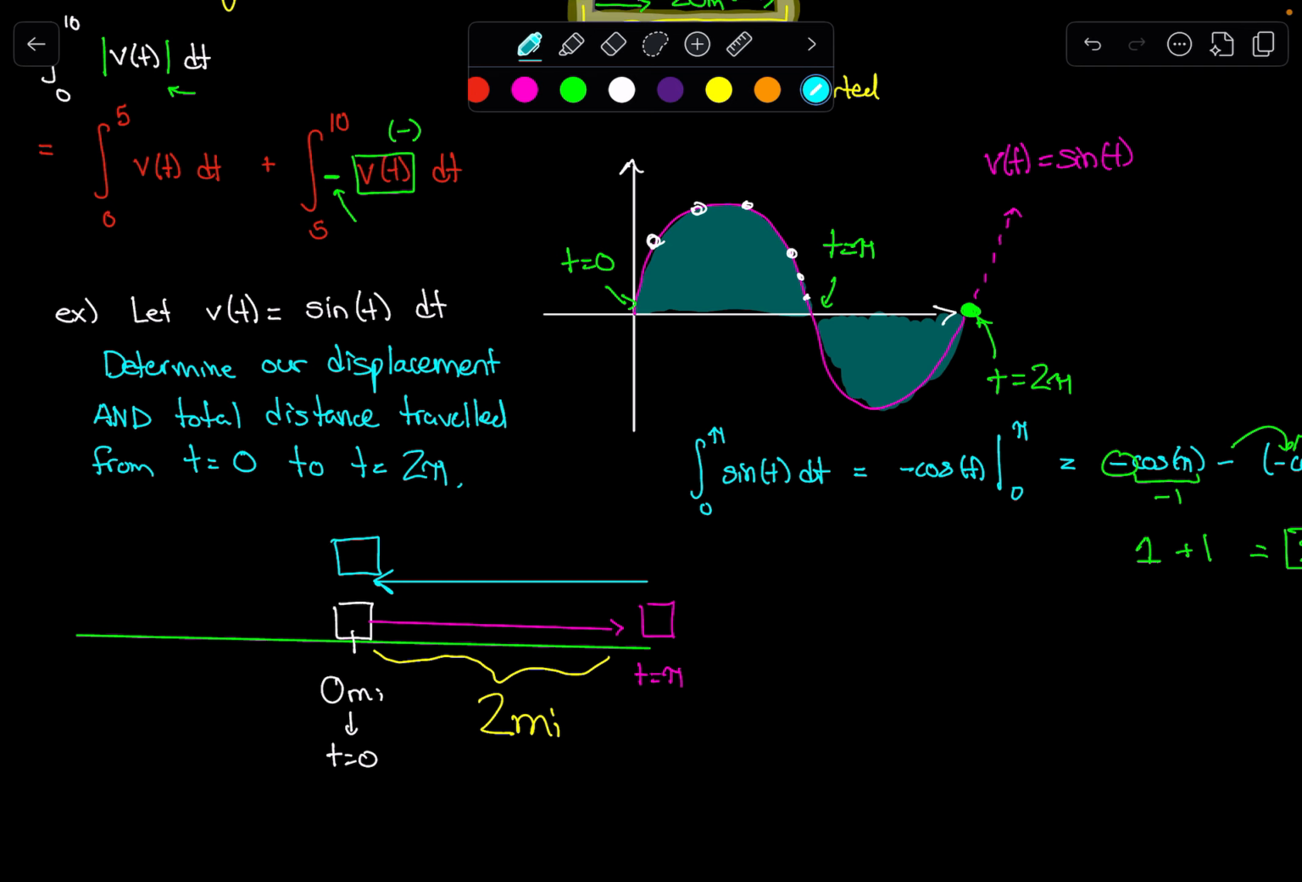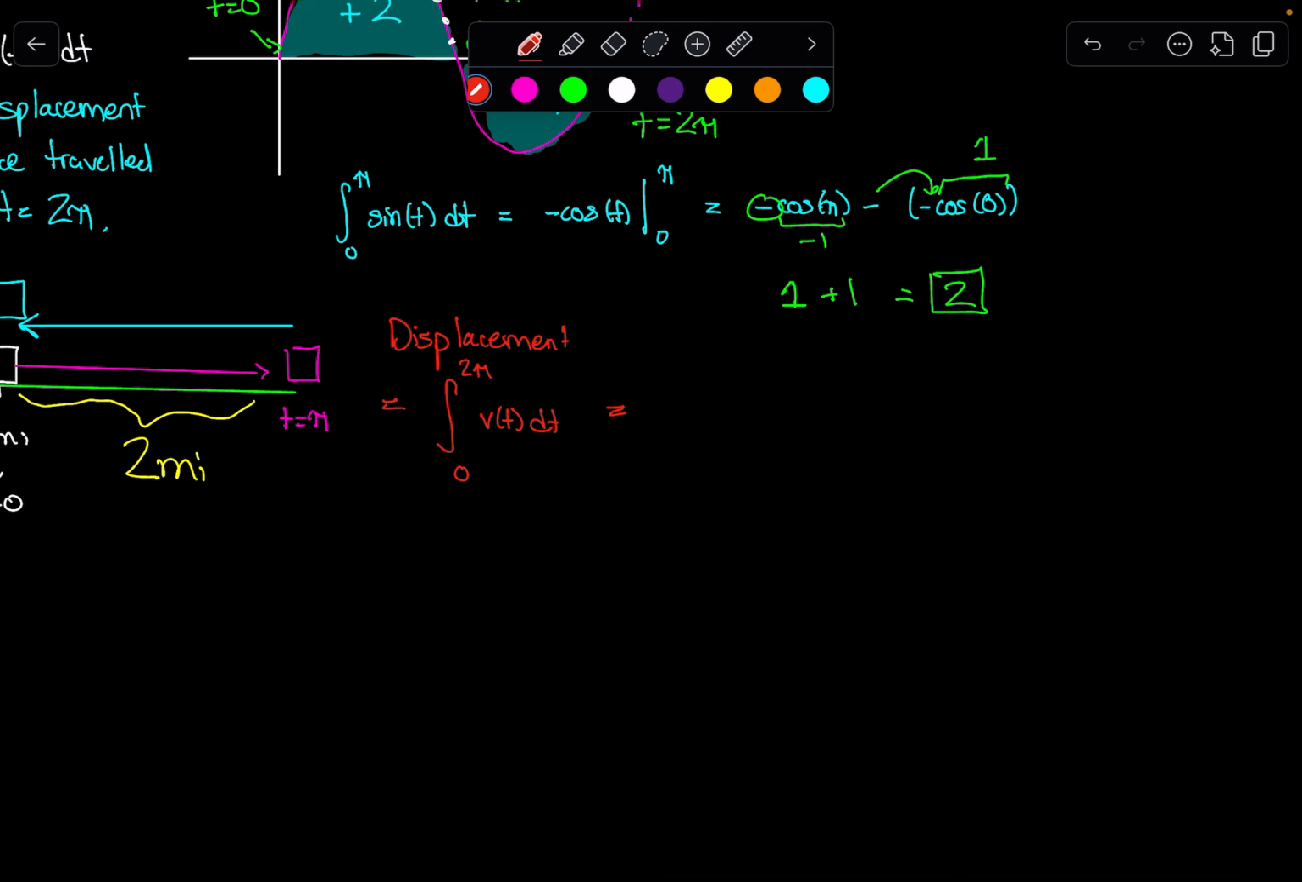And so we would expect our total displacement to be 0, because this area here is a +2 and this area here is a -2. And sure enough, that's what happens, because if we remember that displacement is equal to just the integral of our velocity function dt on a given interval, so in this case from 0 to 2 pi, for us, this calculation is pretty straightforward.